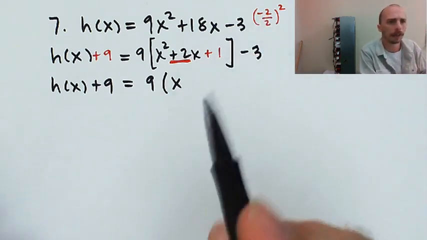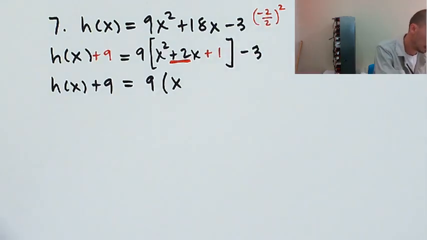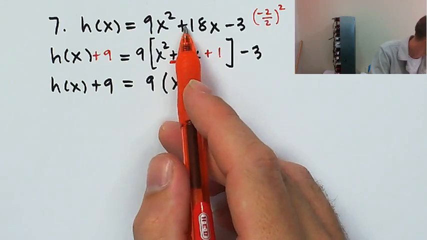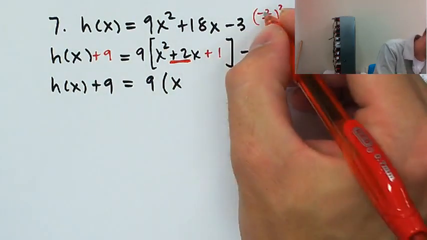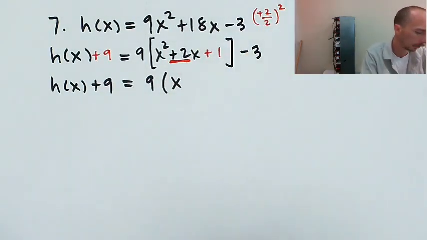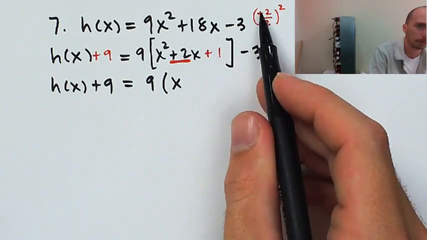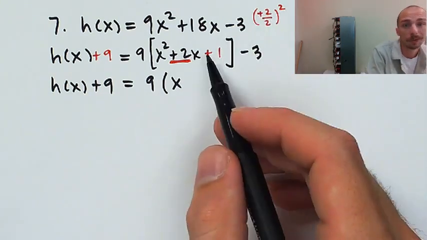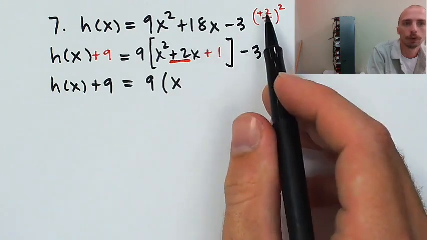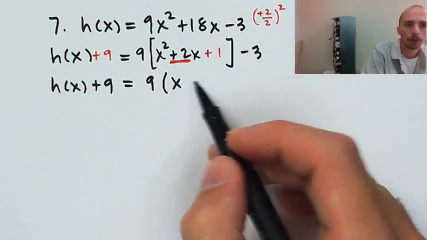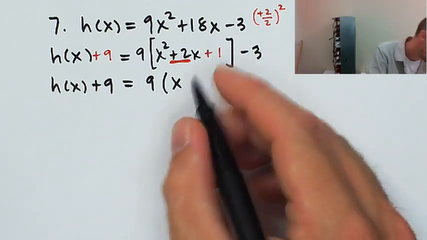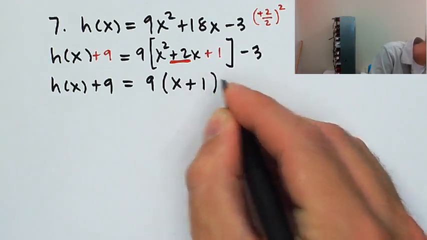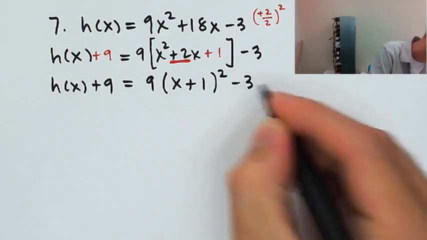I don't know why I put negative there. That caught my eye. I'm seeing positive 2 here, positive 18x on the original copy of the homework. I'm not sure what I was doing there. Yeah, positive 2 over 2 squared. Doesn't really matter, but it does matter if you're using this number to determine what's supposed to go here. Okay, so that would be plus 1 squared minus 3.